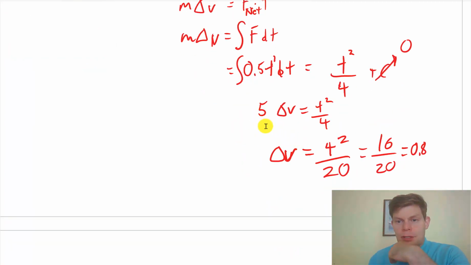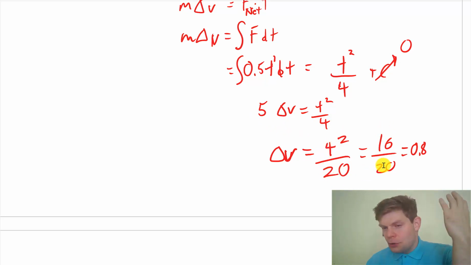Anyway, at this point we just plug in our numbers. We know our mass is 5. We know we're interested in the velocity at 4 seconds. So we just plug in 4 for t, and then I move the 5 down. 5 times 4 is 20. So we've got 4 squared over 20, 16 over 20, which is 0.8.